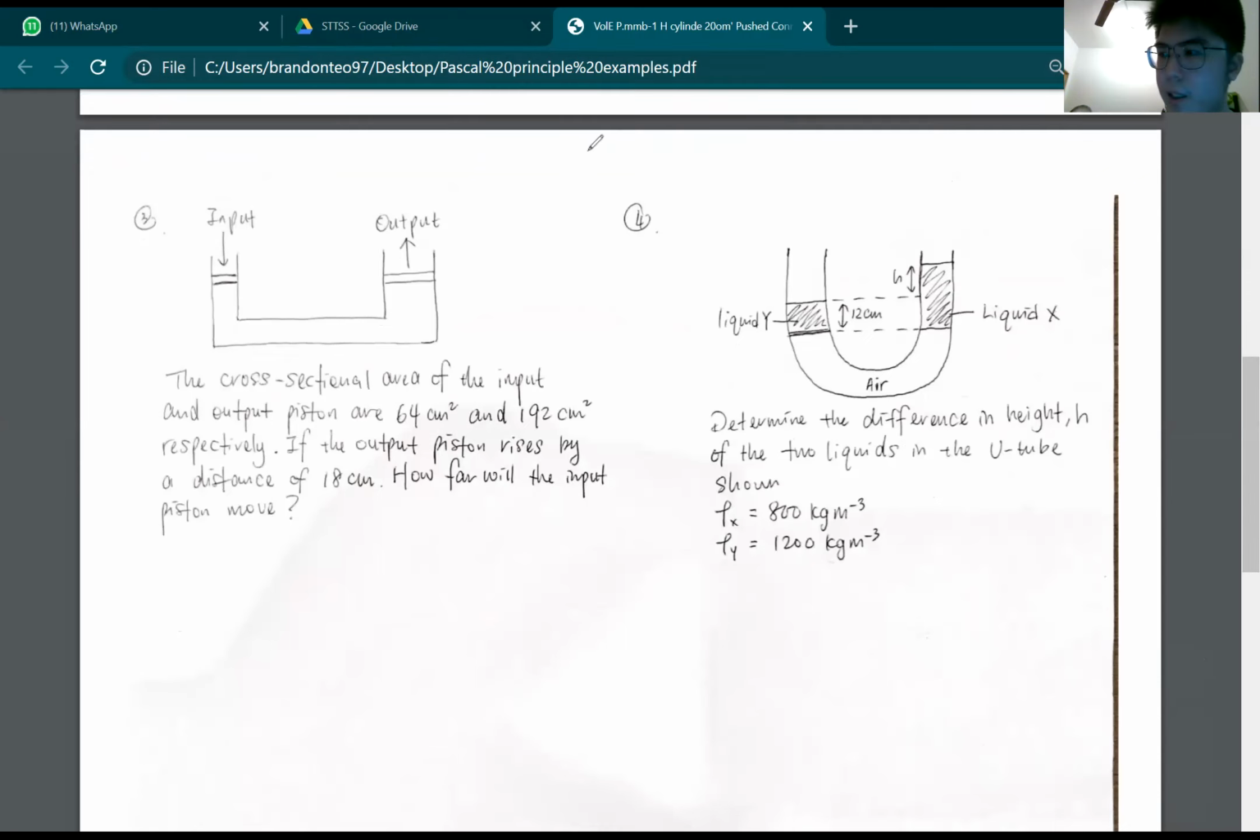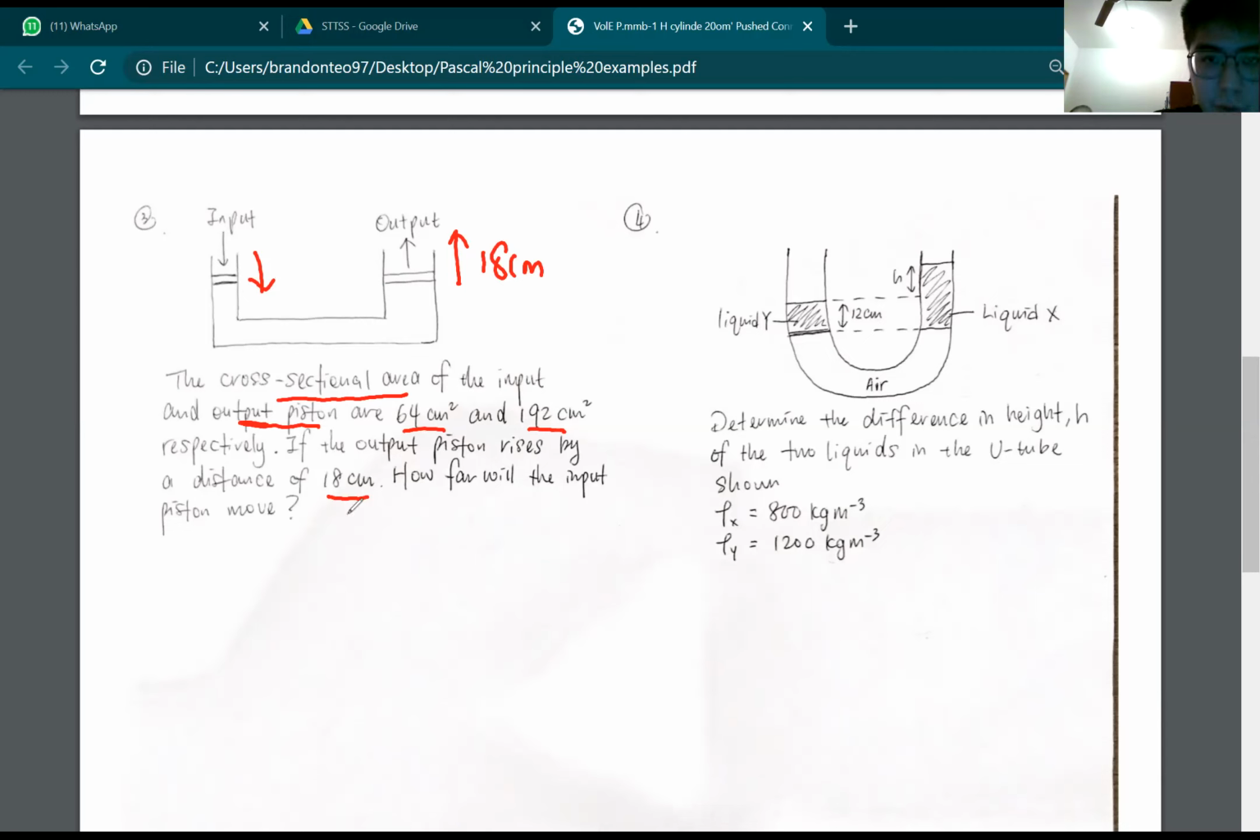Okay, 来我们看第三题。Now, the cross-sectional area of the input and output piston are 64 and 192. Now, if the output piston rises by a distance of 18 cm, how far will the input piston move? So if this one rises 18 cm, how do you calculate this one? Input. But this time I give you the area.